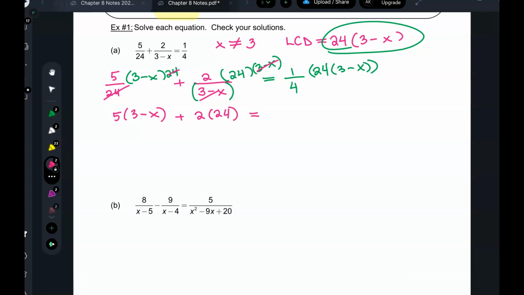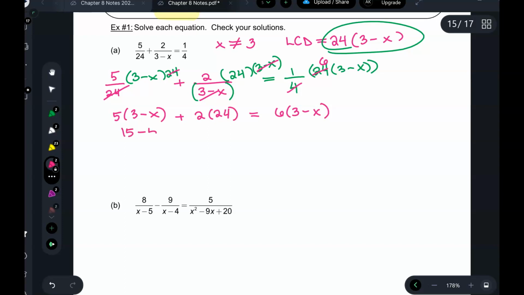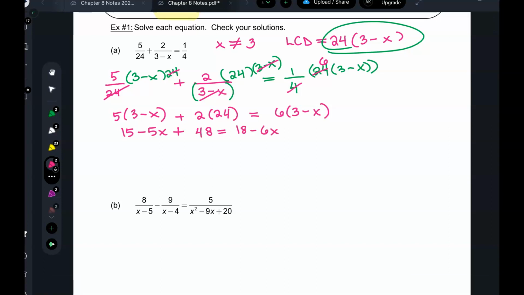I'm so confused now. Okay, listen, we're multiplying by the least common denominator to get rid of all the fractions. So on the right side, 4 goes into 24 6 times, so I'm left with 6 times 3 minus x. What's nice about this method is it turns it into an algebra 1 problem, basically, right? We can multiply this out. So we'll have 15 minus 5x plus 48 equals 18 minus 6x. Okay, so let's combine that. What's 15 and 48 combined?